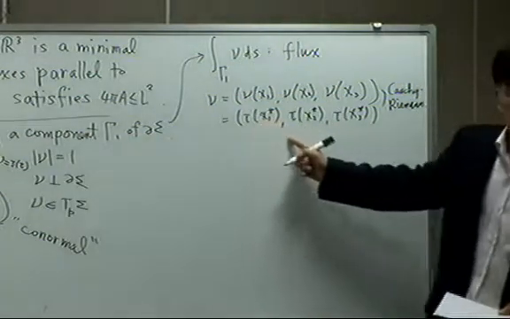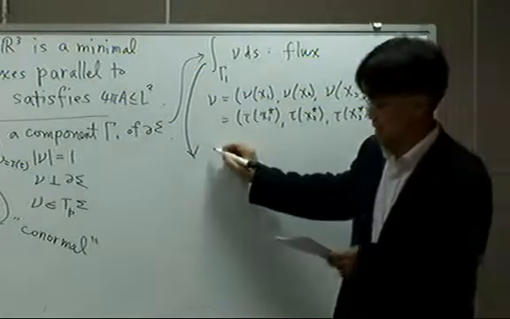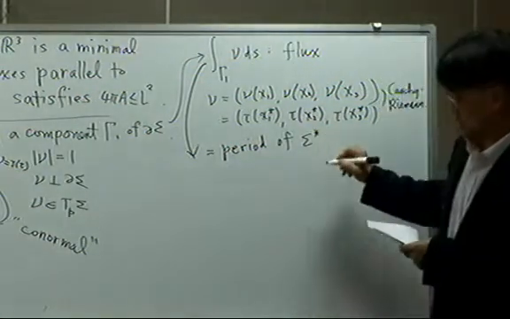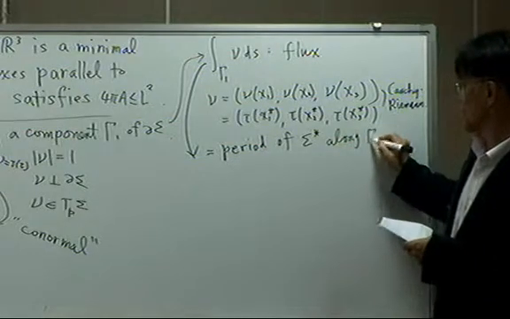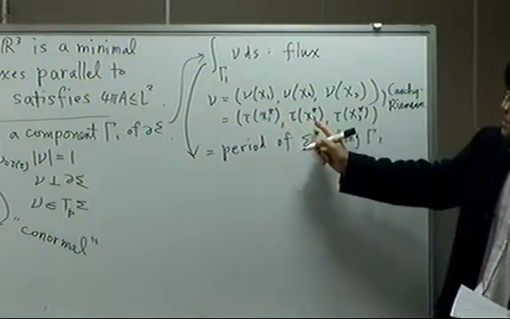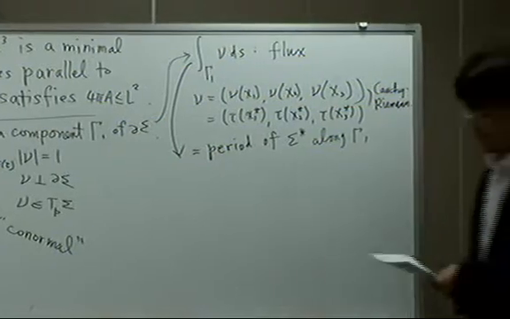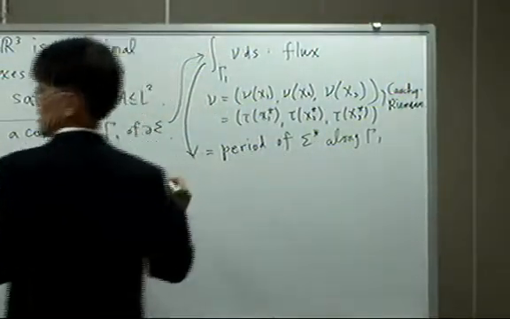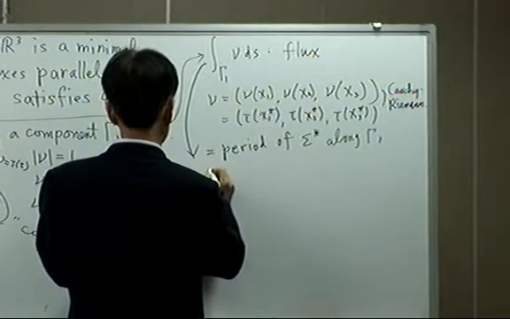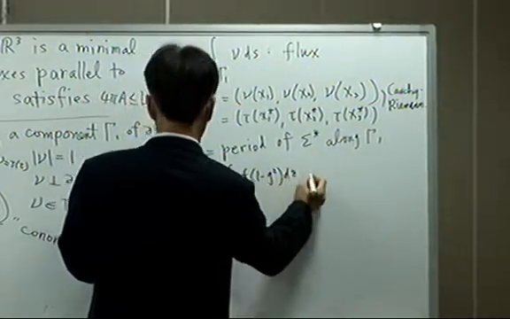So, by this observation, this total integral, the flux, which is the total integral of the unit conormal, is nothing but the period of the conjugate surface, sigma star, along gamma 1. The integral of the tangential component of x1 star, x2 star, x3 star, which give us the conjugate surface of the minimal surface. Okay? Therefore, I erased the Weierstrass representation formula, but this integral, the period, is exactly the imaginary part of the Weierstrass representation. Okay?